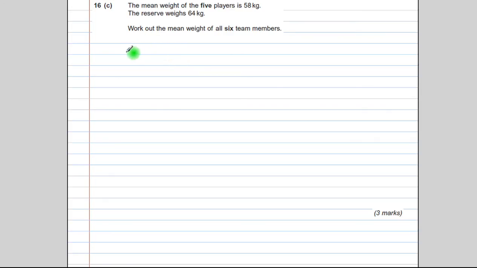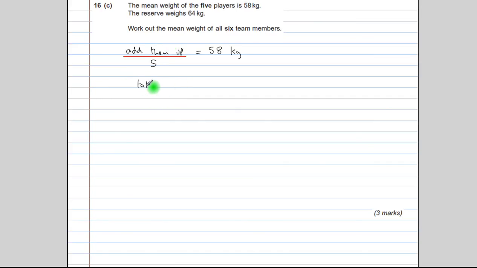And to work out the mean, we add them up and we divide by however many there are. And in this case, when we started, there were 5 players. So if we added all the players' weights and divided them by 5, we would get 58 kilograms. So what we're going to do next is, what would it have added up to before we divided by 5?